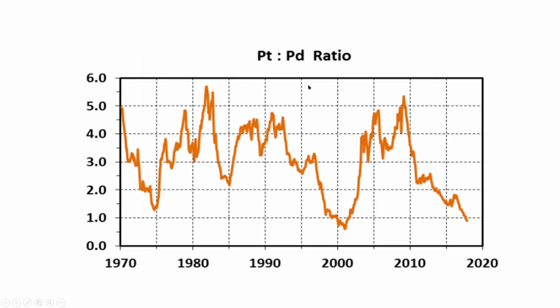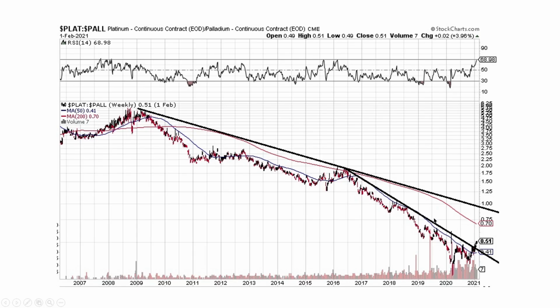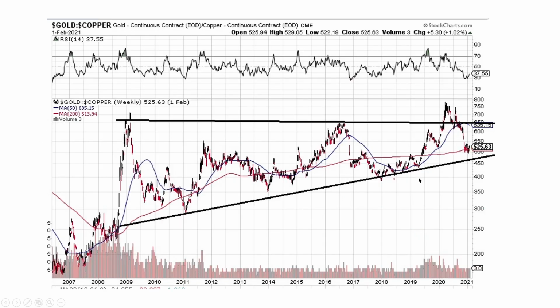Now here's the platinum to palladium ratio. You can see anything below 1 is an absolute steal. Here we are at 0.5, breaking the downtrend line. This looks like a double bottom in here. I traded my palladium for platinum right here. I think it's an excellent deal. I bought it back in this range over here, so it's looking pretty good.